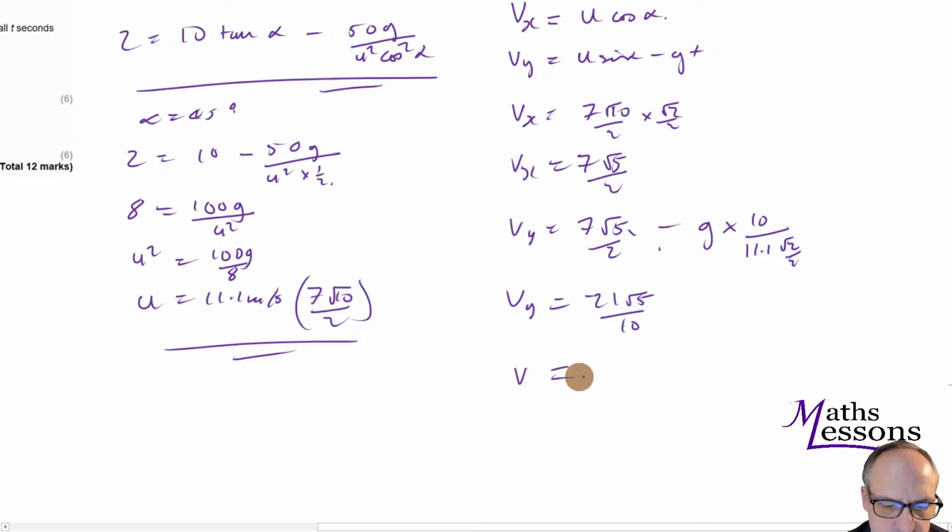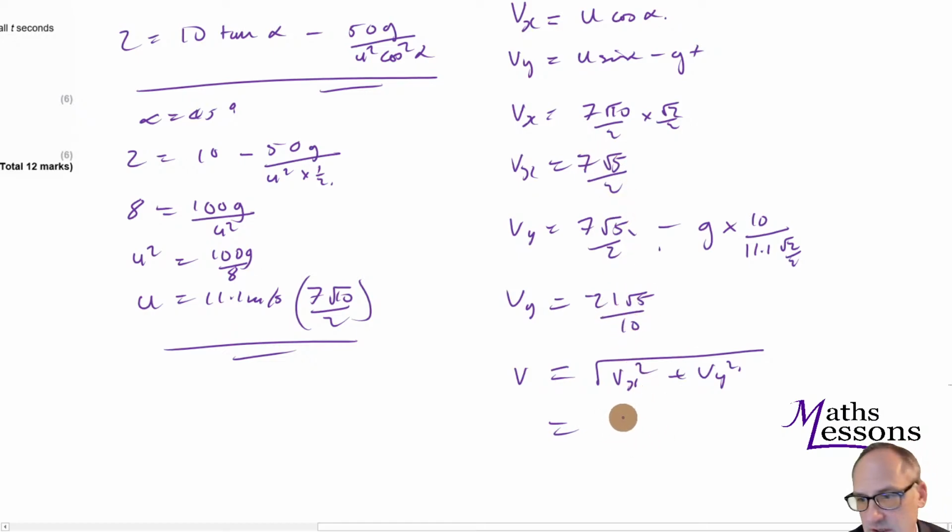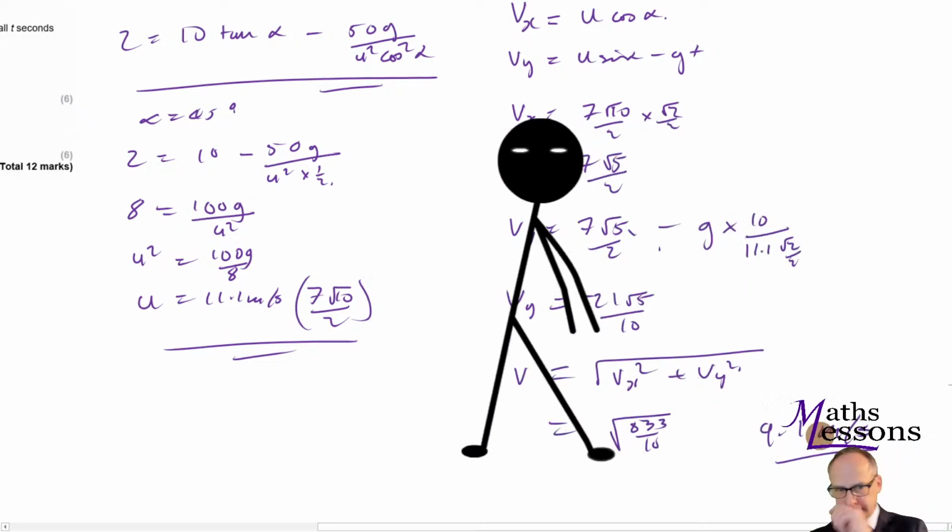Therefore, V will equal the square root of our Vx squared plus our Vy squared. When you've put that all into your calculator, so you square that, add that to the square of that, you get, I think, the square root of 833 over 10, or 9.1 meters per second to 2 significant figures. And I think that deserves a little flourish. Finish.